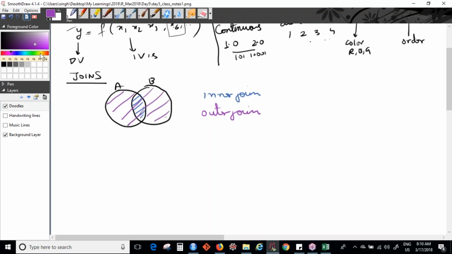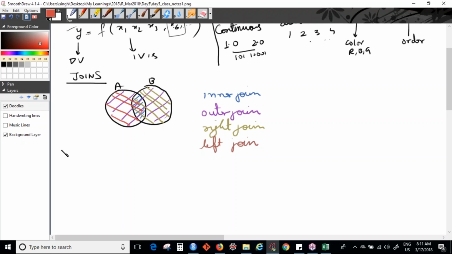Then your right join will be this portion, and finally your left join will be the left side one. I hope everybody understands that, and I don't have to go into the details again. We saw it in detail in the last class.